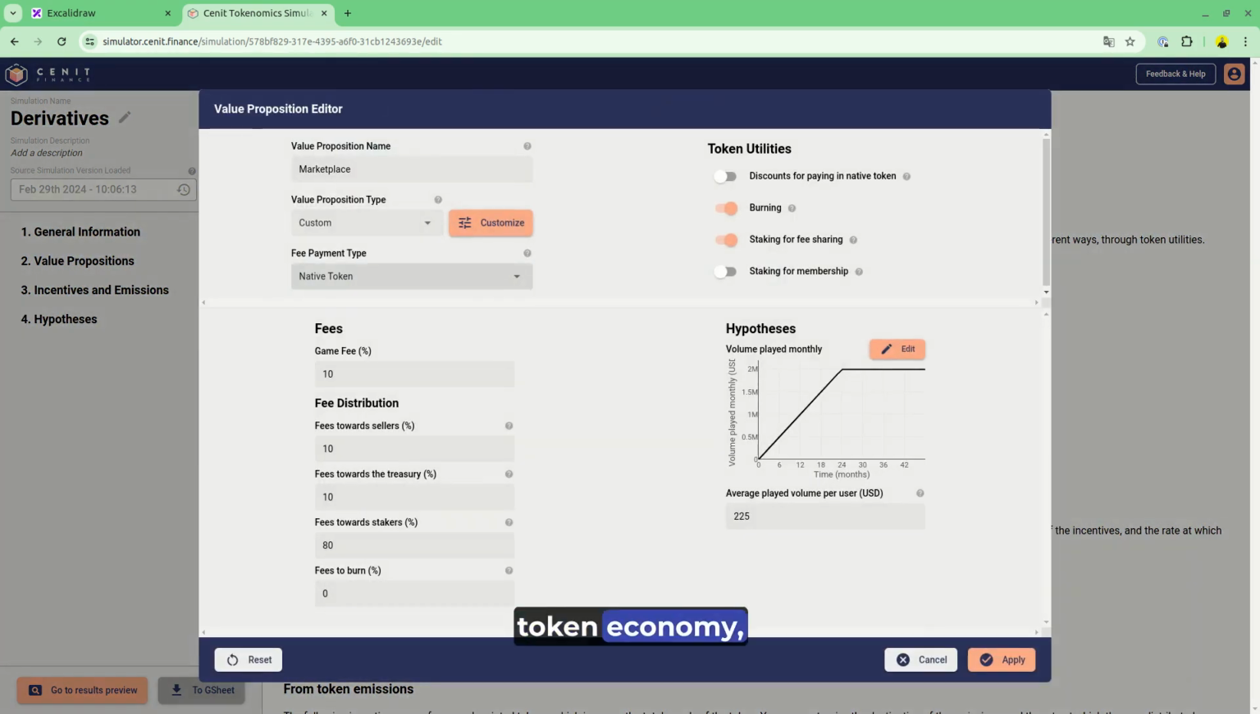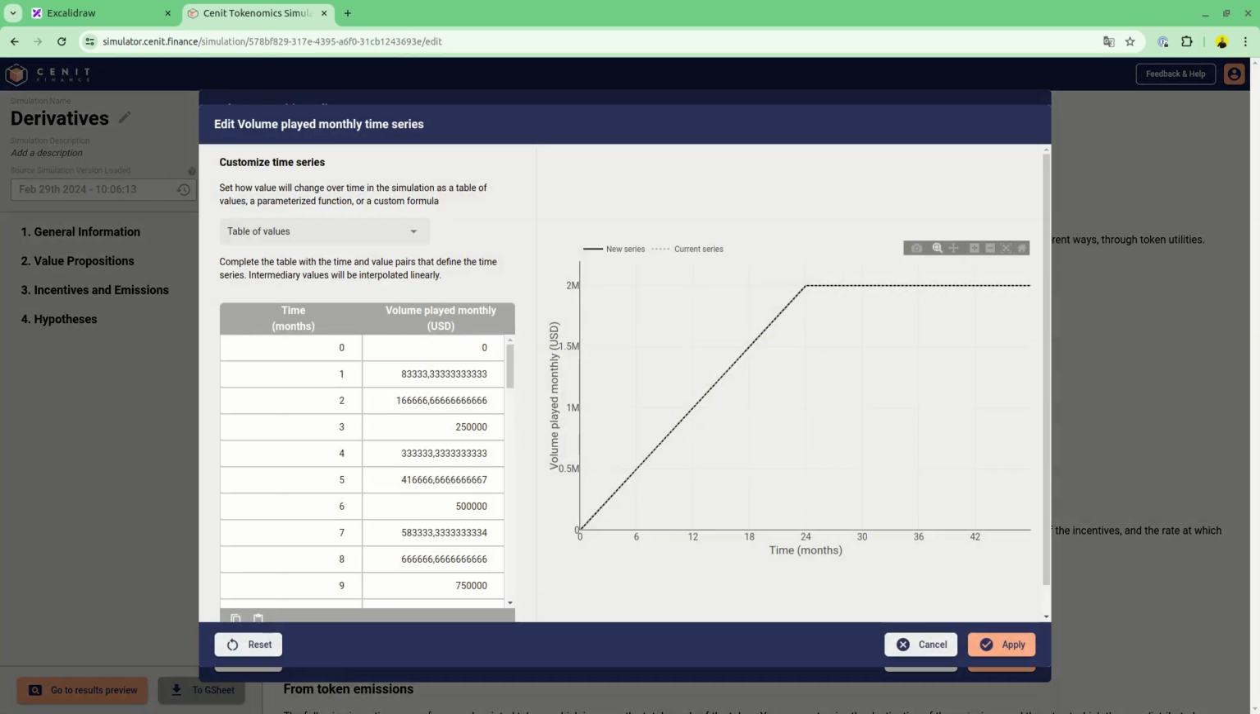When defining your token economy, it is extremely important to understand your value propositions, because this is going to determine the way that your token will accrue value. Another important part of the value proposition is the expected growth over time. This will help us understand how much value your token will accrue.